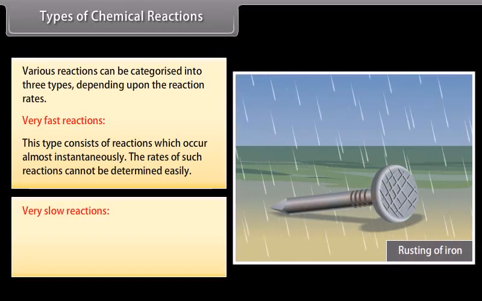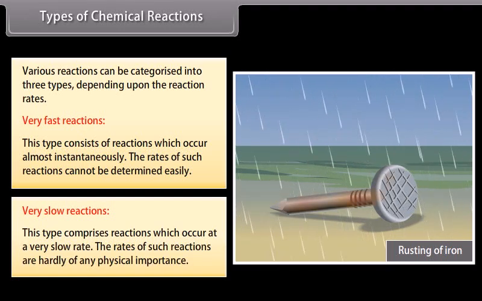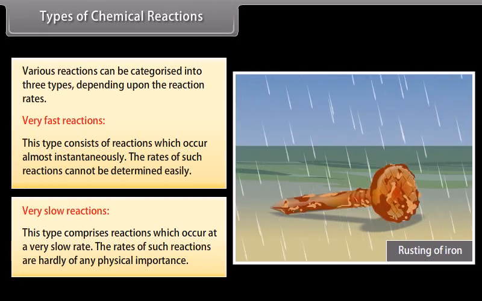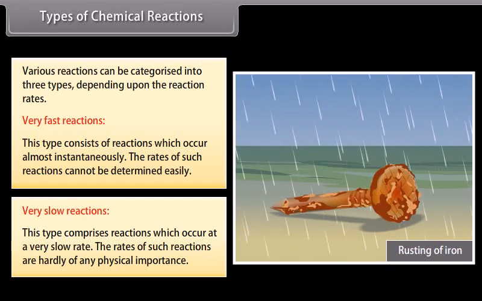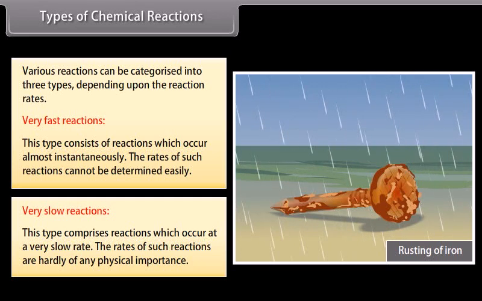Very slow reactions. This type comprises reactions which occur at a very slow rate. The rates of such reactions are hardly of any physical importance. These reactions may require months or even years together for their completion. For example, rusting of iron.